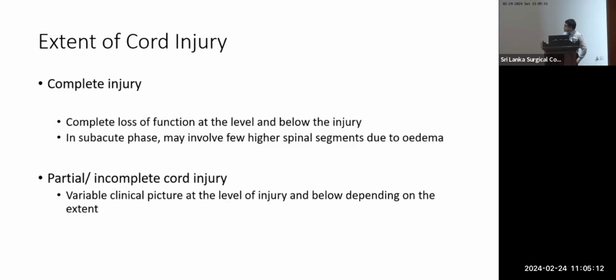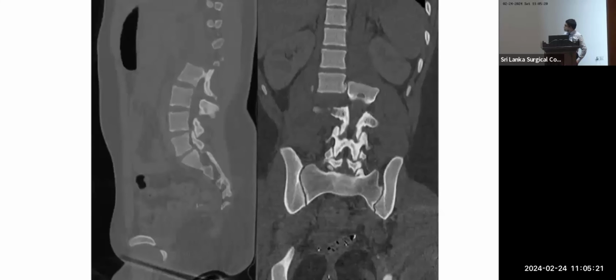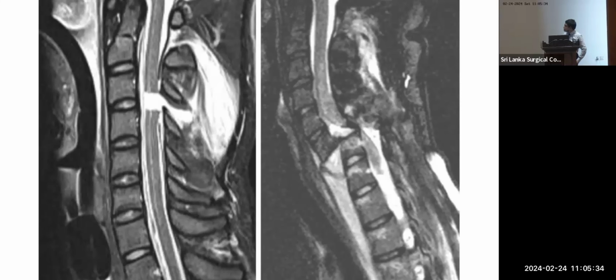Partial or incomplete cord injury will have variable clinical pictures at the level of injury and below, depending on the extent. Now you can see this is an obvious complete injury. Not much more to expect. You can see a complete injury and hardly anything else to expect. But occasionally you may get different scenarios. So that's the importance of investigation and proper management, which my colleague will discuss, and I'm not going to discuss.